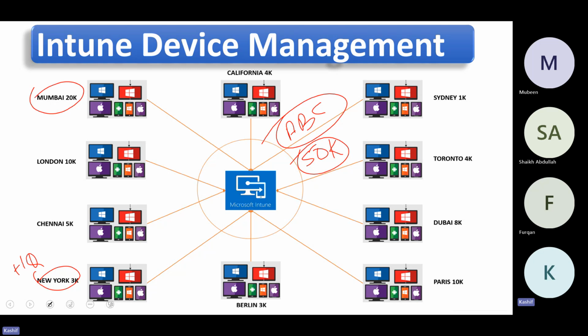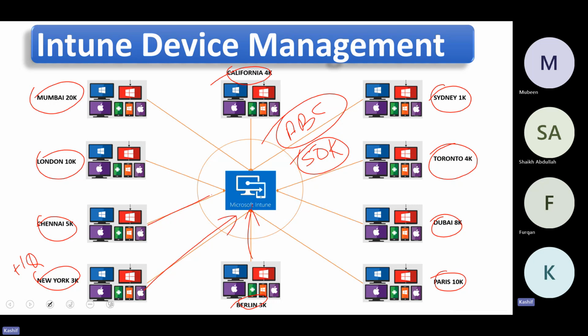Let's say 20,000 devices in Mumbai branch office, 10,000 devices in London, then Chennai, then Berlin, right? California, Sydney, Toronto, Dubai, Paris. So you have devices in each region. So we need to enroll these devices into Intune. All the devices, whatever the devices you have, like 50,000 devices you have from each region, including all the regions. So you need to enroll them into Intune, all the devices.